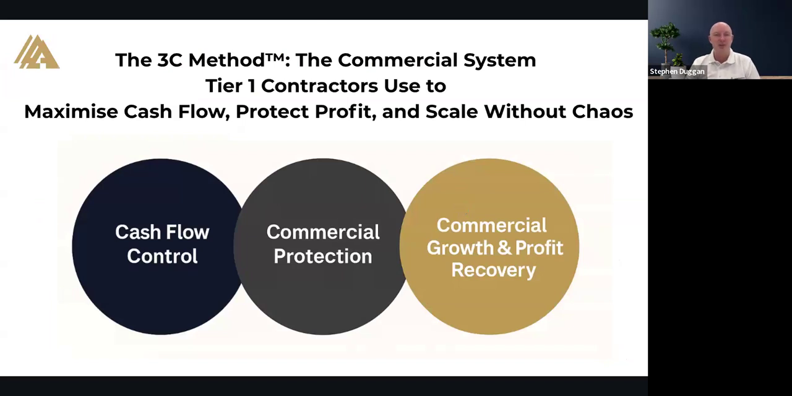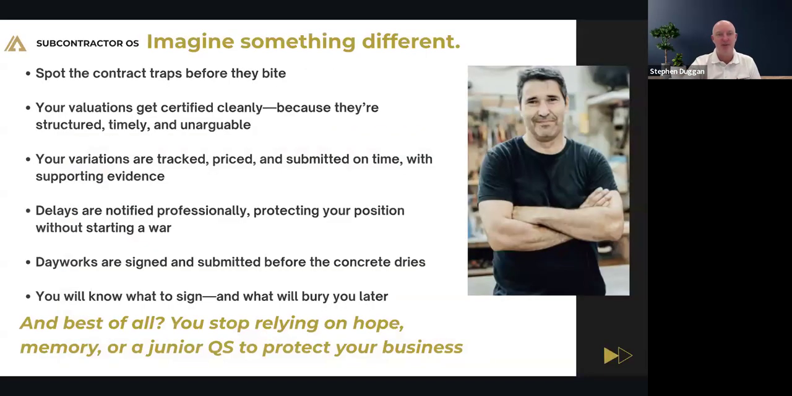So at this point, I want to introduce the 3C method, the commercial system that tier 1 contractors use to maximize cash flow, protect profit, and scale without chaos. It's these 3 fundamental pillars that I've introduced in dozens of companies that I've managed, some of which I've owned, many of whom I've mentored with this system, the exact system I taught in Trinity College in Dublin on their construction law course for 7 years. And it's battle tested, it's proven. And when you introduce these three fundamental pillars, you have cash flow control, you have commercial protection, and most importantly, you've set yourself on the right commercial footing for growth of your business.